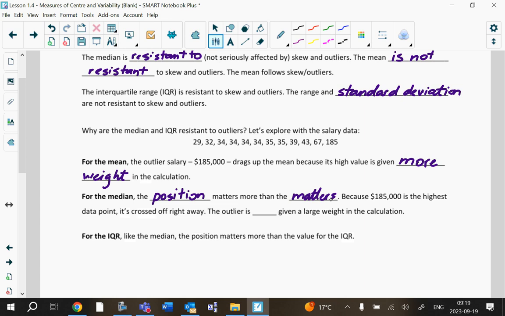Got a little excited there, I guess. Matters more than the weight. So it's not given as large a weight as it is with the mean. And that's the same kind of reasoning for the IQR. Okay.